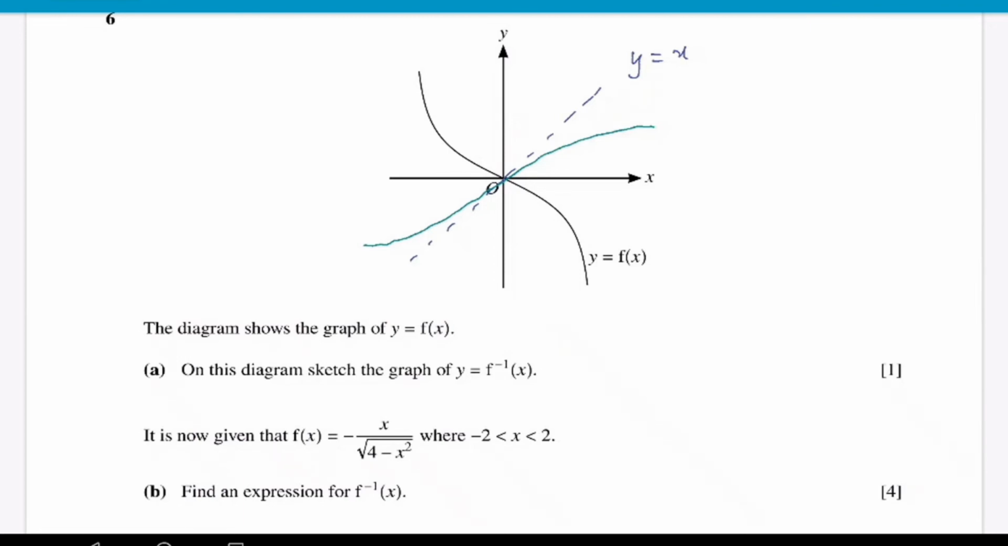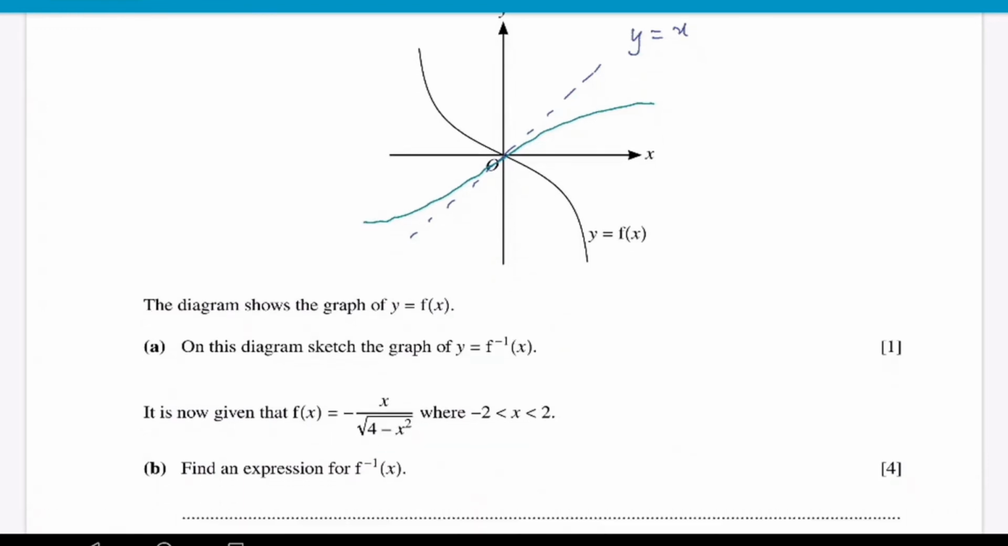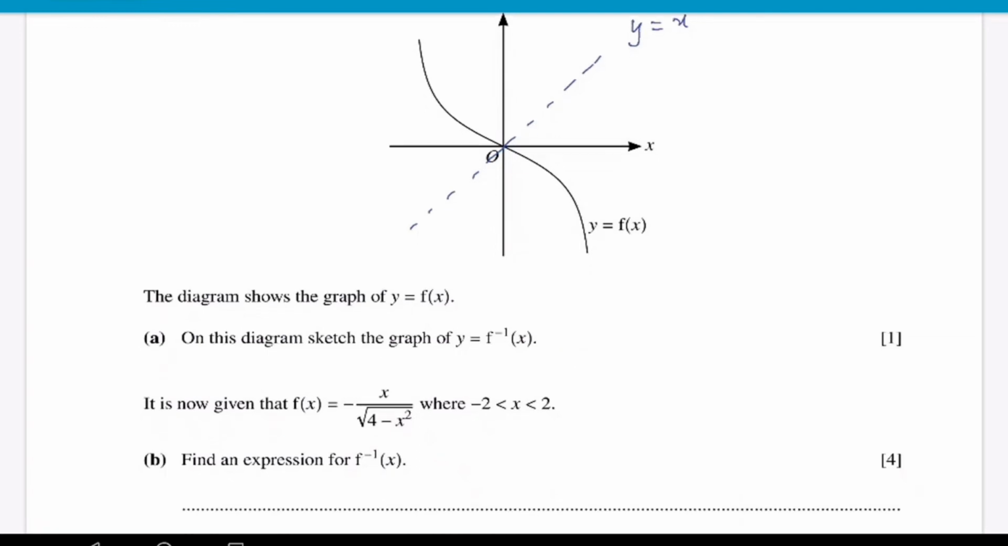Hey, what am I doing? Wait, let me just see. It's not this way round, it's the other way round. It should be this way round, sorry.